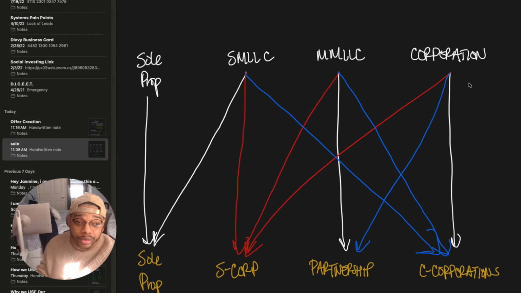Are you the only person doing business? Are there multiple people doing business, right? What exactly are you doing it for? What's the purpose of the entity? Okay, and so if you're doing a sole prop, obviously the only thing you can do is become an individual.